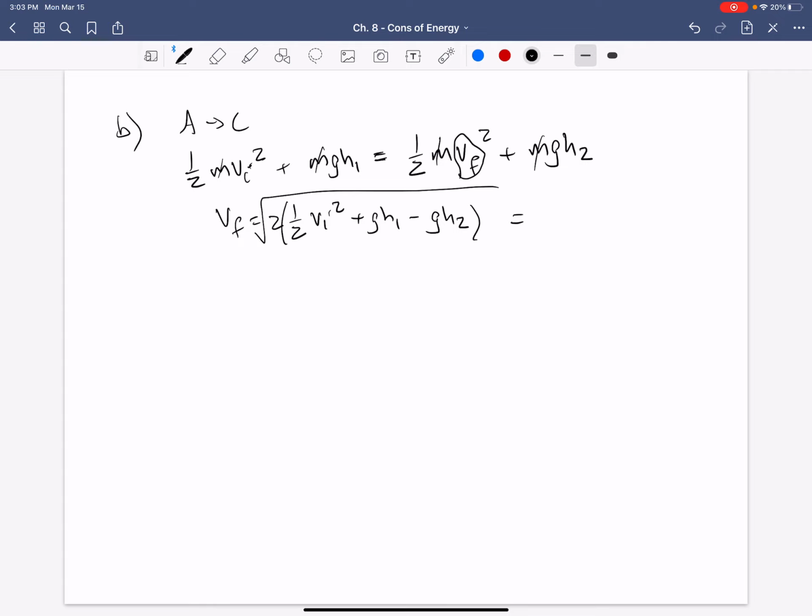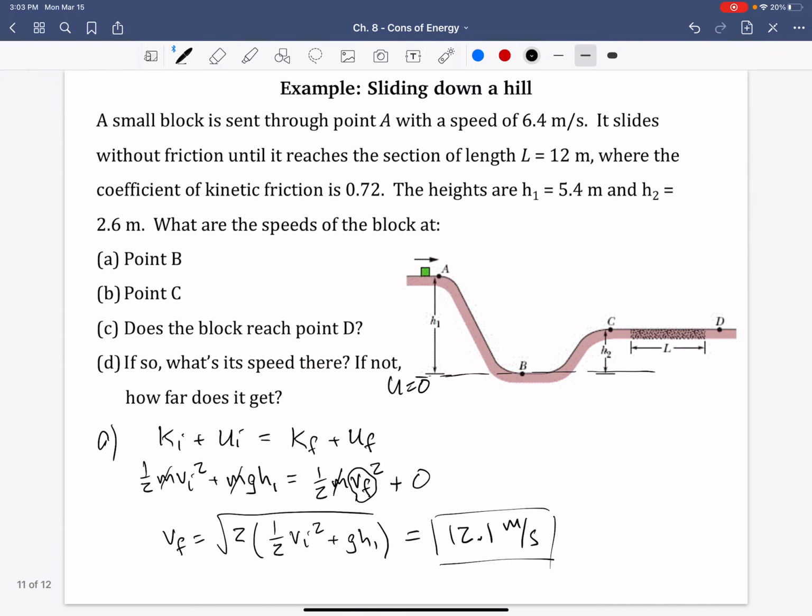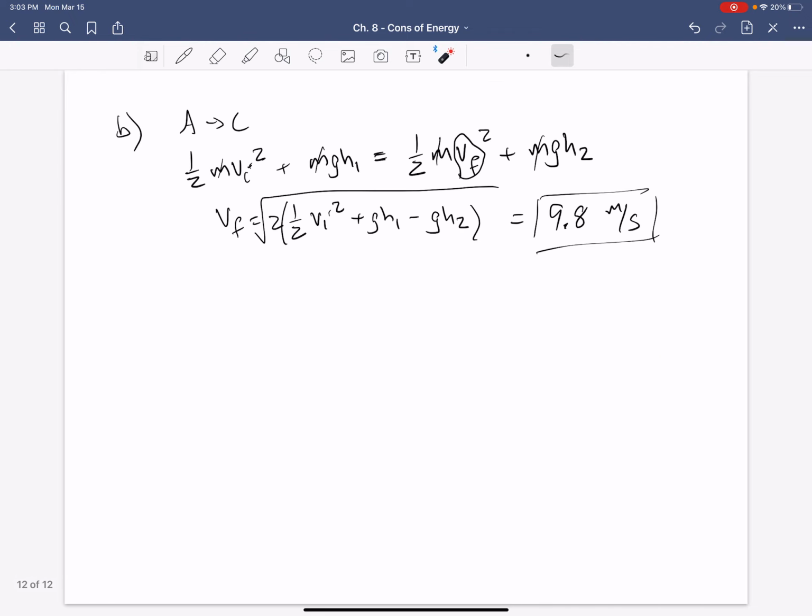We should get a speed of about 9.8 meters per second. And so if we compare this value to the answer we got in part A, it's a little less, right? The speed at C is a little less than the speed at B. Why? Well, it's decreased its kinetic energy a little bit by the amount of mgh2. So it's taken away a little bit of kinetic energy, so it's moving slower.